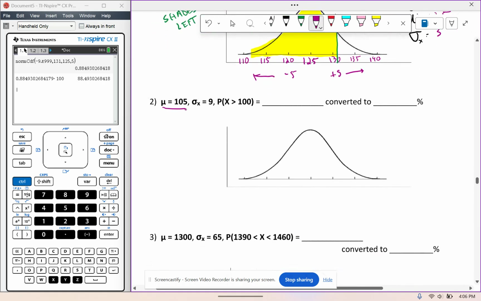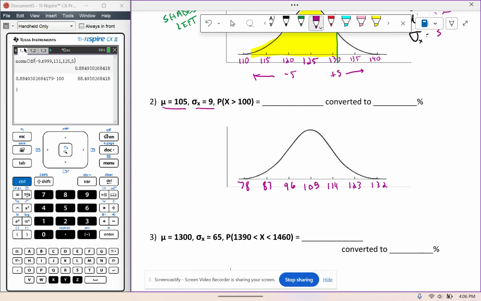First off, our mean is 105, and our standard deviation is 9. Mean in the middle, 105. I am going to go up by 9, so I have 114, 123, and 132. And then I'm going to go down by 9. So I have 96, 87, and 78.